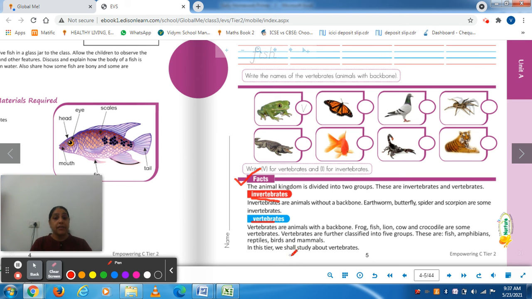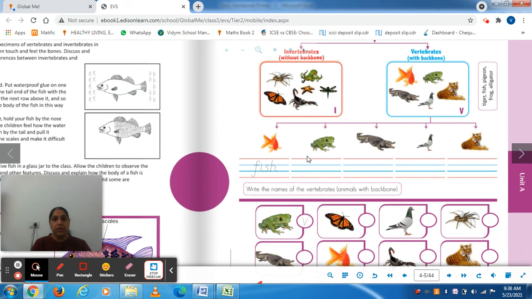In this tier we shall study about vertebrates. This full book, this tier book 2, is about vertebrates. Fine? Alright, so these vertebrates, let's see.